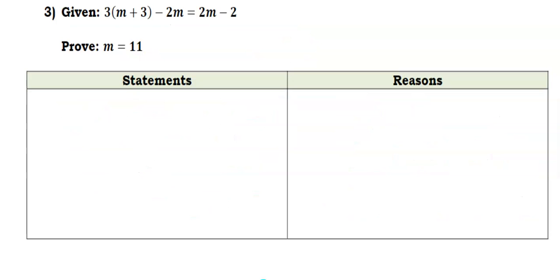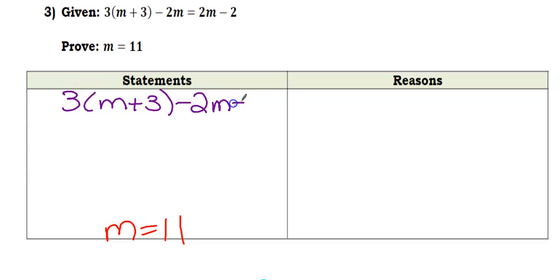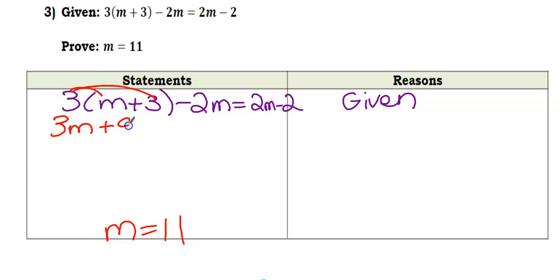All right, only one more, and there's a little bit more to chew on for this. So again, my end game is m equals 11. How do I get there? Okay, sometimes it takes less steps. As long as you get to the end game, we are good to go. So first I start with the given, and then I'm going to do distributive property because I want to get rid of those parentheses. So 3m plus 9, and that's distributive property.